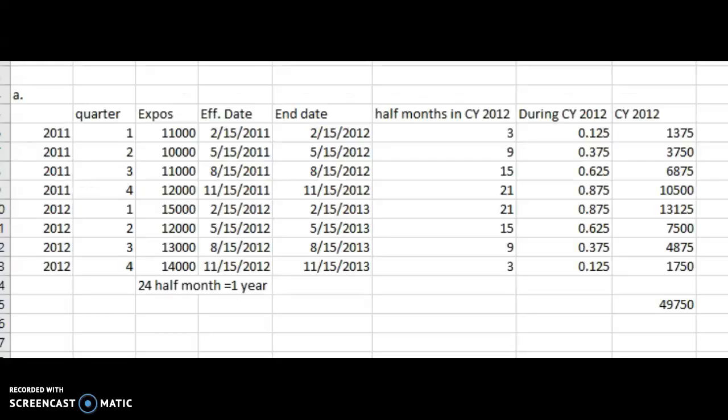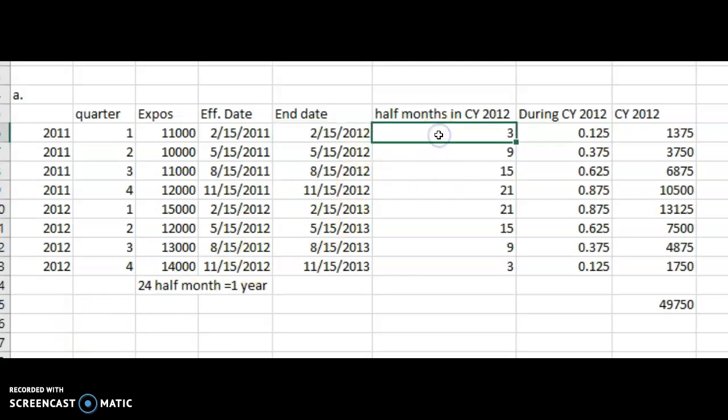I just assume each policy is written in the middle of the quarter. So we get the effective date for each policy, and we also write down the given exposure by quarter. And since it is an annual policy, the end date will be 1 year after the effective date.